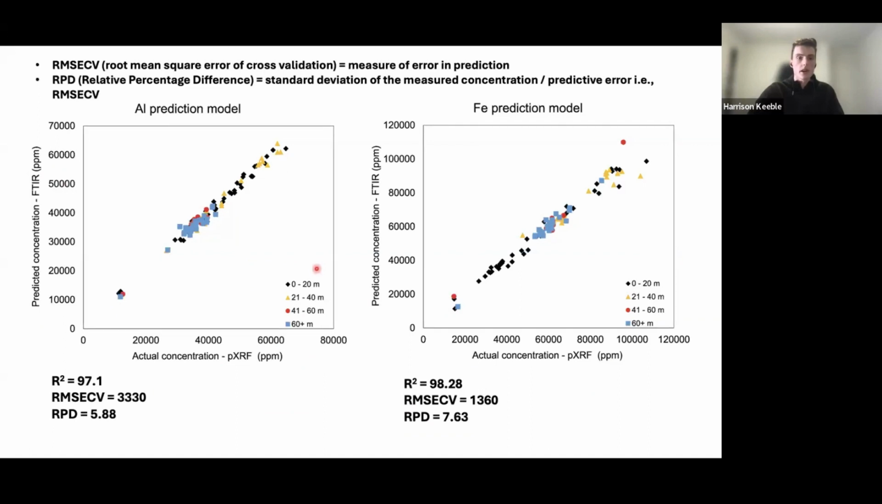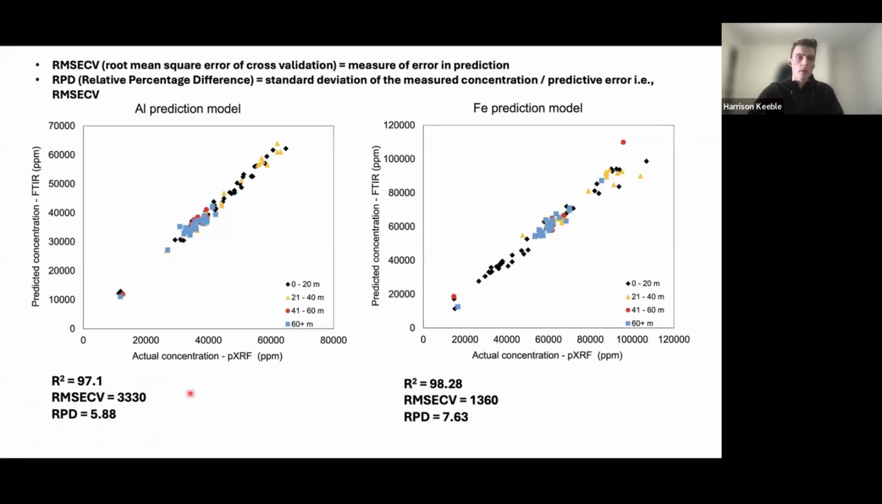To identify the success of the model and how well it's predicted the chemistry, we look at these three values here. So the R-squared value is essentially how well the data fits to a 1-to-1 line, so 1 to 100 or 1-to-1 being a perfect prediction, which you can see here. Both of these are pretty exceptional, the highest that we would ever have gotten up to this point in the lab.